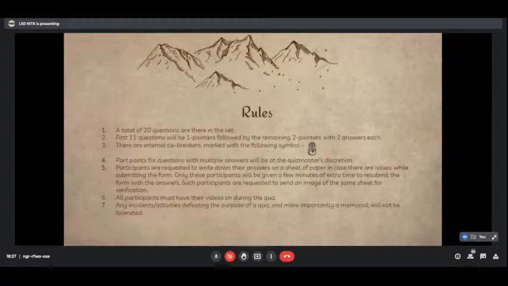Also, I'd recommend one of you write down the answers on a piece of paper in case you can't submit the form on time. Then you can just send us a picture of your handwritten sheet and we can accept it. A very important instruction is that we expect all of you to have your videos on during the entirety of the quiz, and both your hands should be visible.